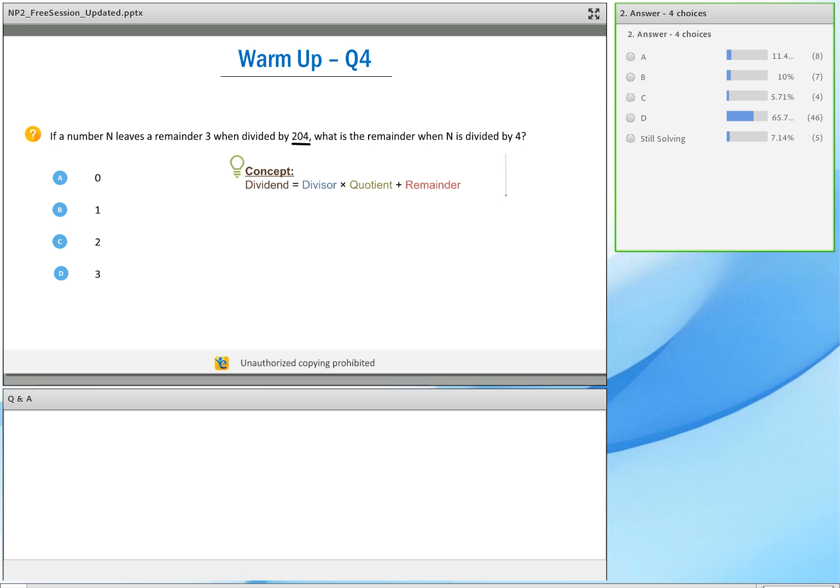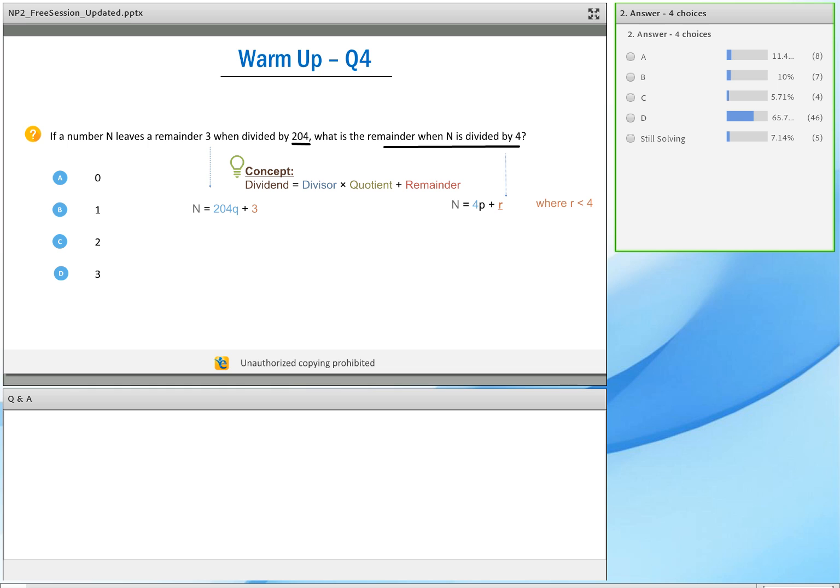So essentially, when we think about what the question is asking, it's saying, hey, express n in terms of 4 times something plus a remainder. Why? Because it's asking what is the remainder when n is divided by 4. That's what it's asking. Now what's given to us? The constraint is that the remainder of course has to be less than 4.